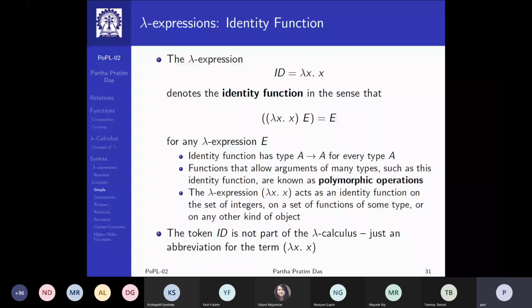So it has a type from A to A, and A could be any type. In fact, functions which have this kind of characteristic, that they can work on multiple types, are called polymorphic functions. If it rings a bell, it is the polymorphism in C++ templates you are referring to. It will get related finally there. So lambda x dot x acts as an identity function. Okay? So this is simple.